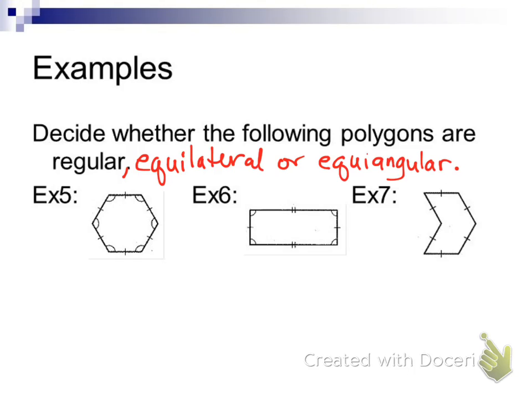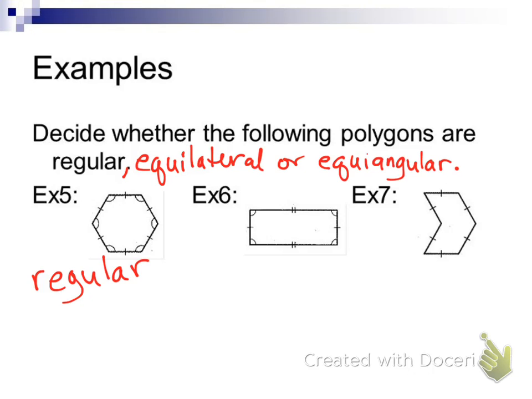All right, example 5, what do you think? Regular, equilateral, or equiangular? Are all the sides the same? Are all the angles the same? So when it's both, what do we call it? Just regular, good.